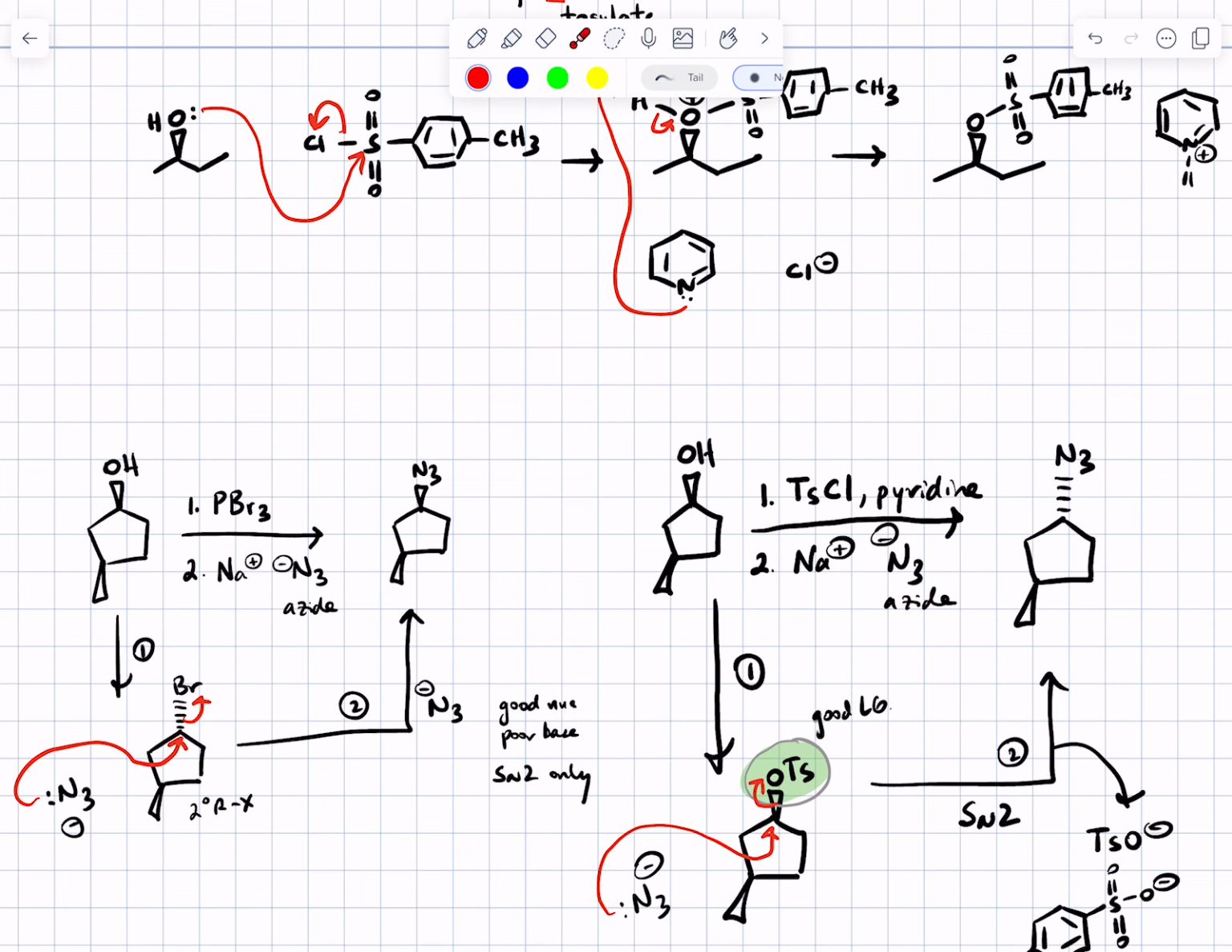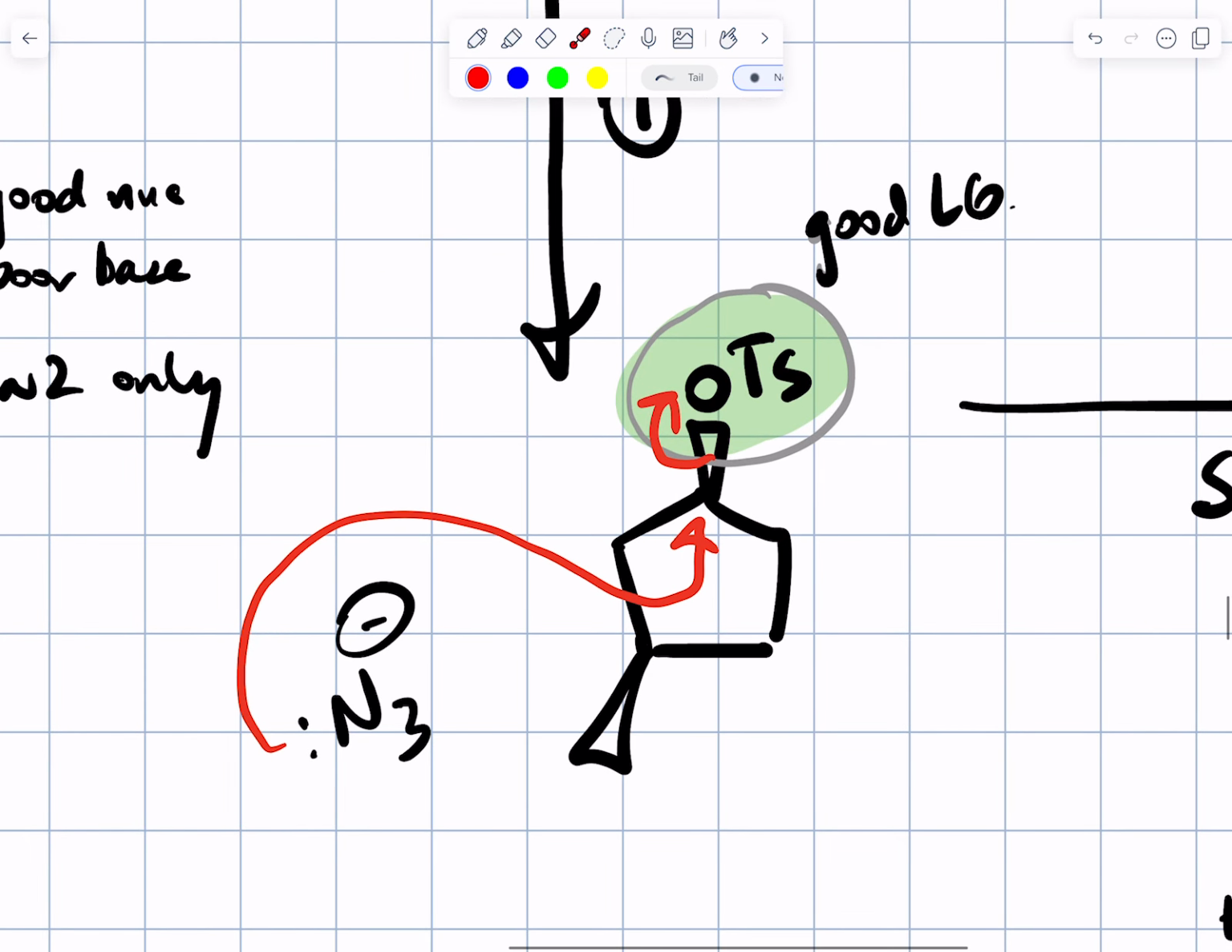alcohols and primary alcohols. The tosylate actually you could easily do with the tertiary carbon, because remember with the tosylate you don't do the SN2 step immediately. It would just be a question of what could you do with the tertiary tosylate. You could do elimination chemistry, I suppose, but yeah. All right, what else?